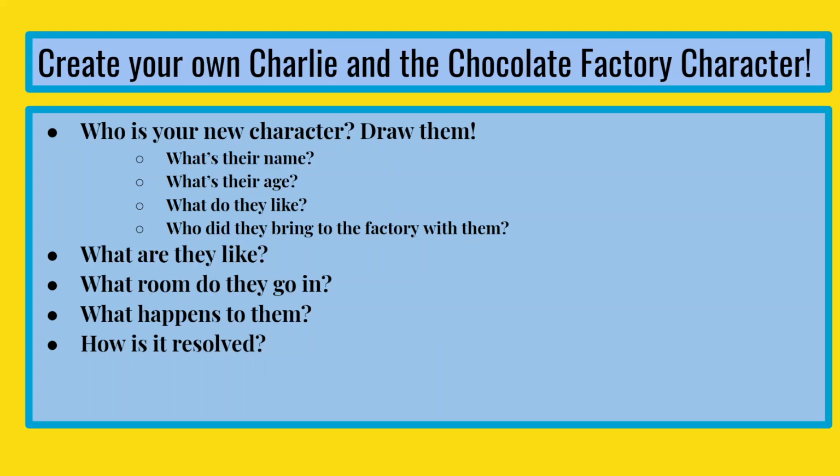Our next task is to create your own Charlie and the Chocolate Factory character. So in the book, there's lots of different children that go to the factory. Obviously Charlie being one, and Violet, and Mike TV. I want you to come up with your own new character that goes on that adventure with them. So I want you to think what their name is, what their age is, and what do they like.